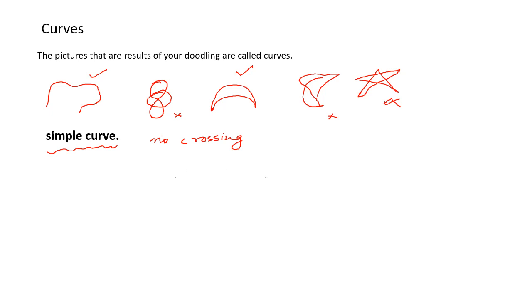So simple curves are curves. If a curve crosses itself, then it is not a simple curve. As simple as it is. That is, simply a line goes without going over one another. Then it is known as a simple curve.